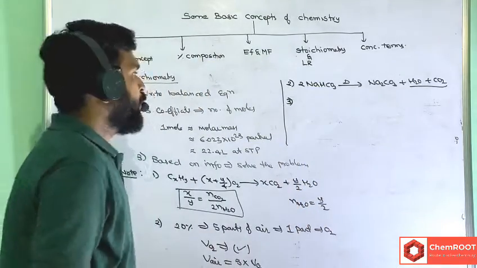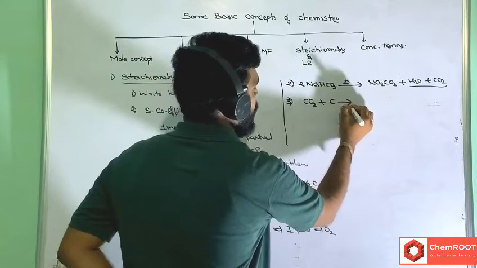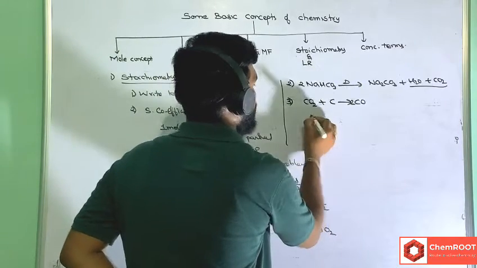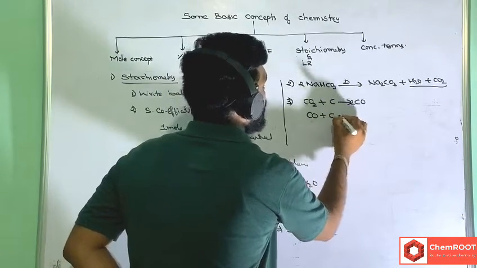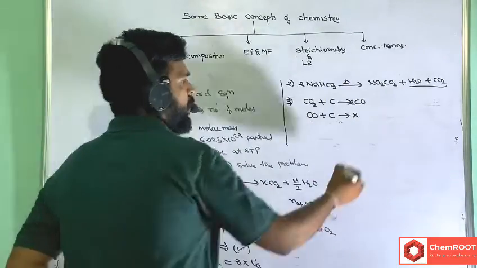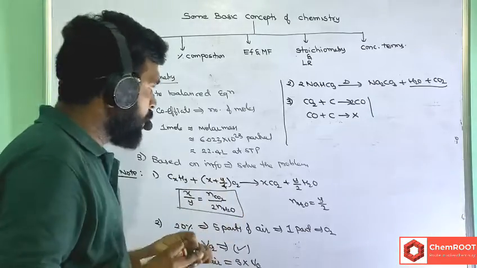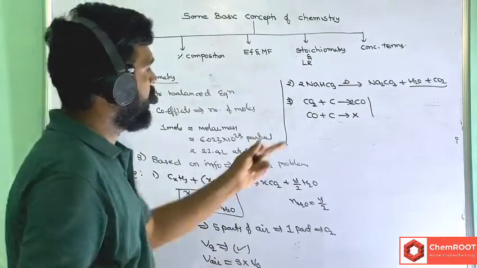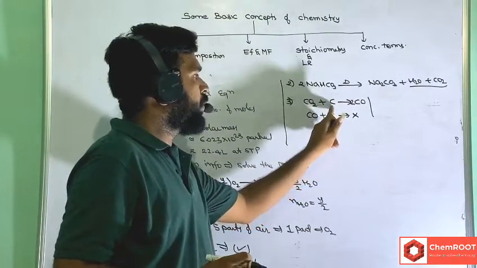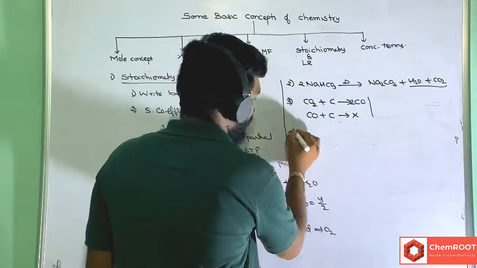And one more important one: carbon dioxide reacts with charcoal, or carbon, and forms carbon monoxide. But carbon monoxide will not react with charcoal. So in a given mixture, carbon monoxide is there, carbon dioxide is there, treated with carbon or coke, then what happens? Questions like this will be asked. So this is also an important one.